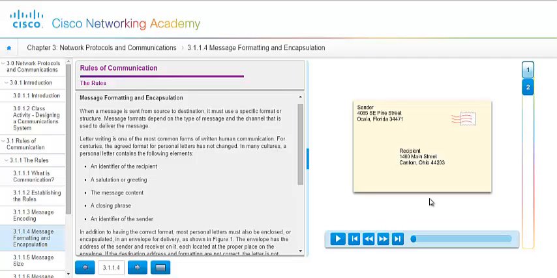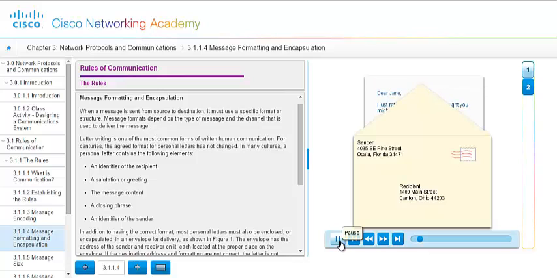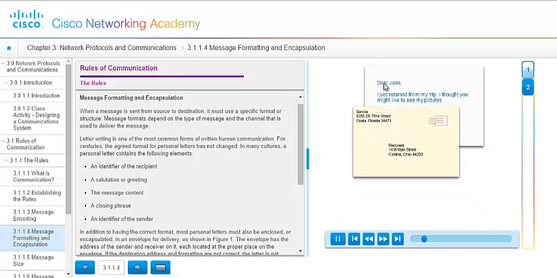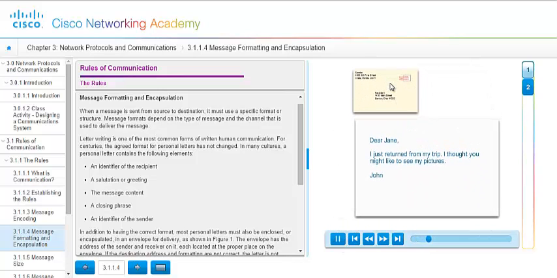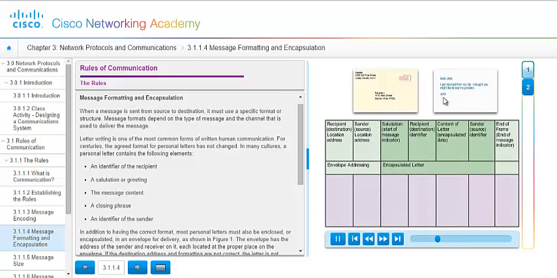An example here is a letter that has been written. There are certain things that we have to have. We have to be able to identify the recipient. You have a salutation or greeting, the message content, the closing phrase, and an identifier of the sender. So here's an example: you have Dear Jane, you have the body, you have who it's from.